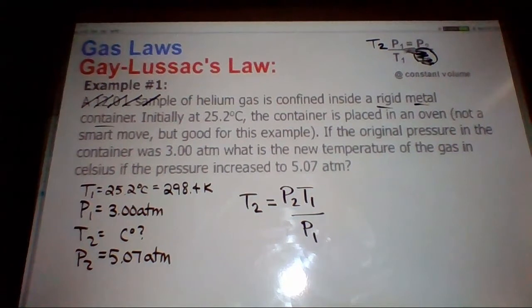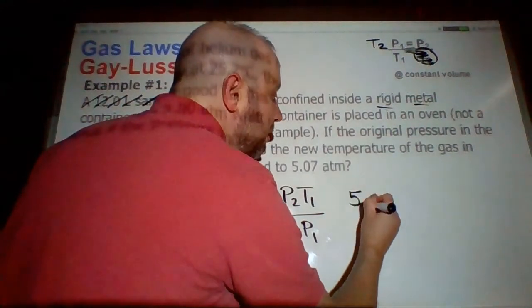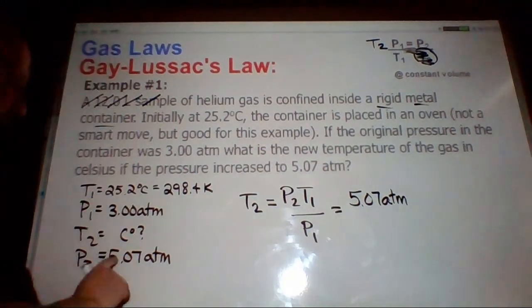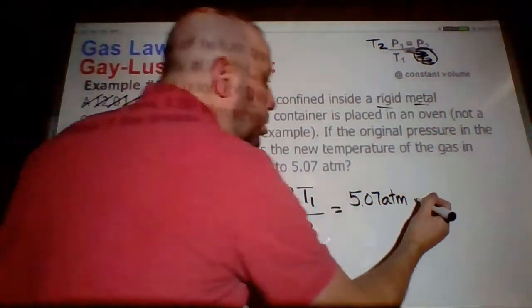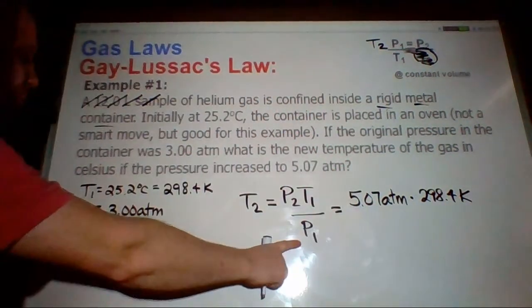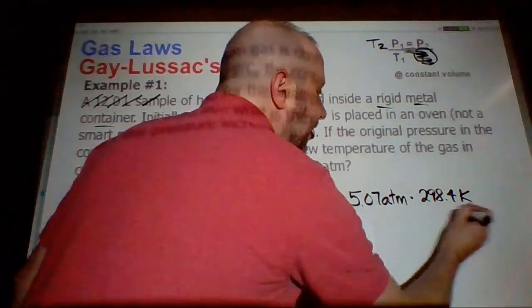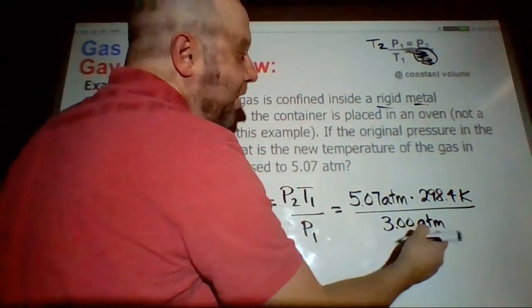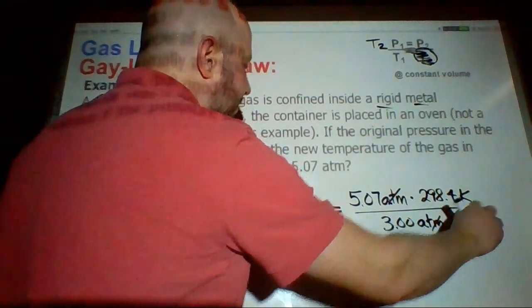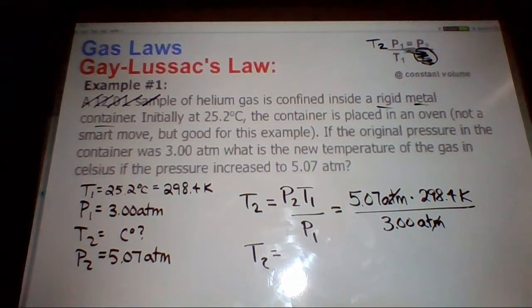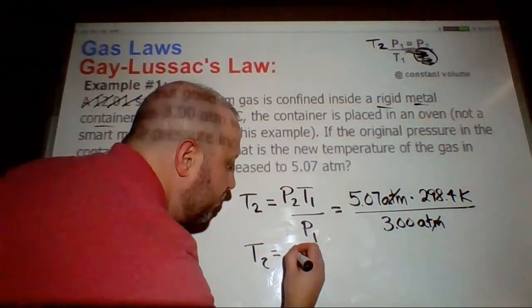Now I can substitute in all of my values. So my pressure 2, 5.07 atm. My temperature 1, 298.4 Kelvin. My pressure 1, 3.00 atm. The atm on top and bottom drop out. I'm left with an answer in Kelvin. So when I solve for this, temperature 2 ends up being 504 Kelvin.